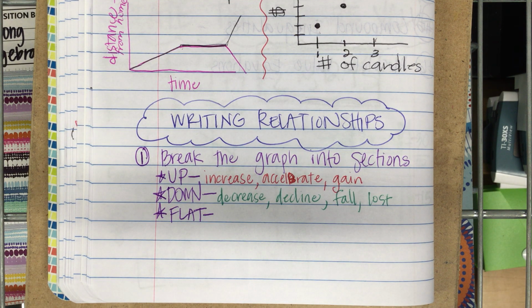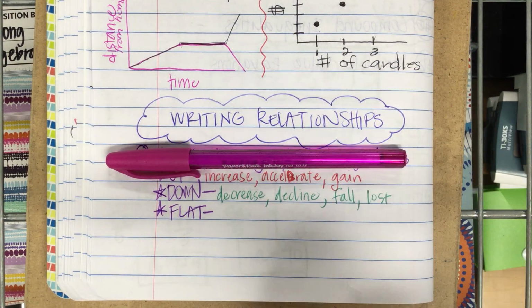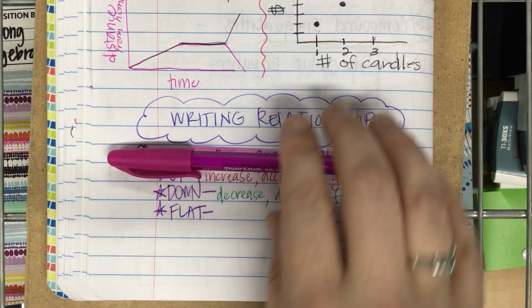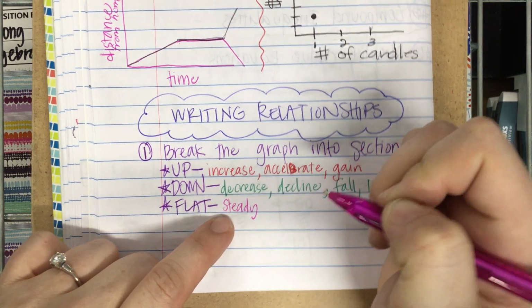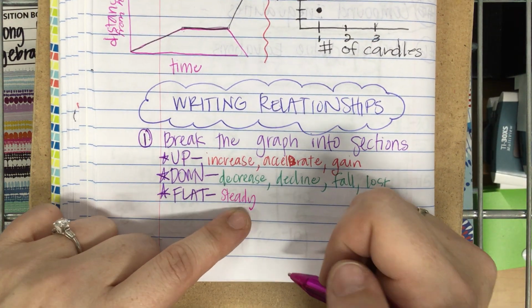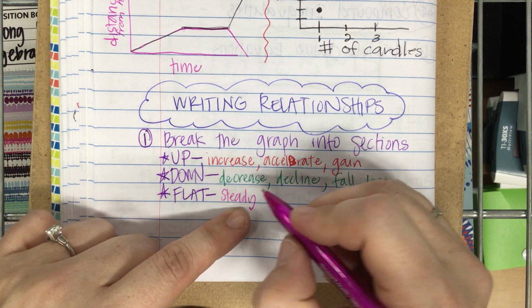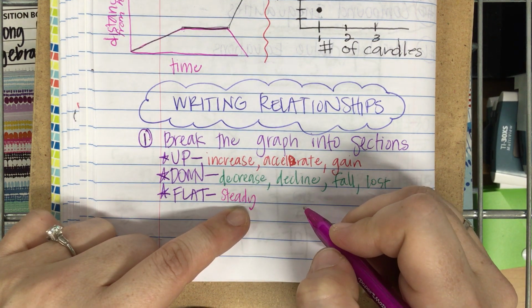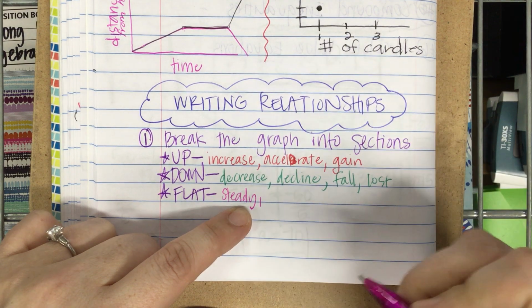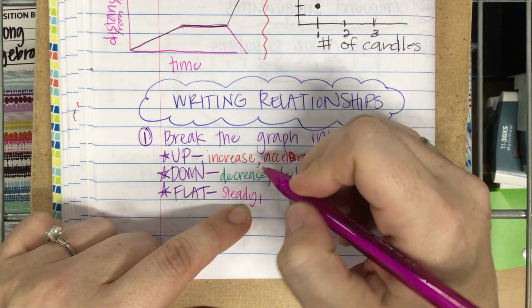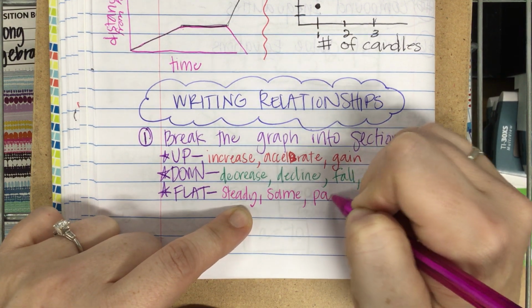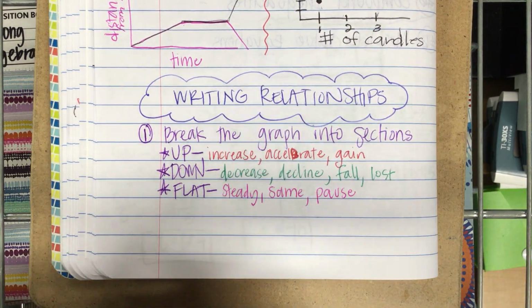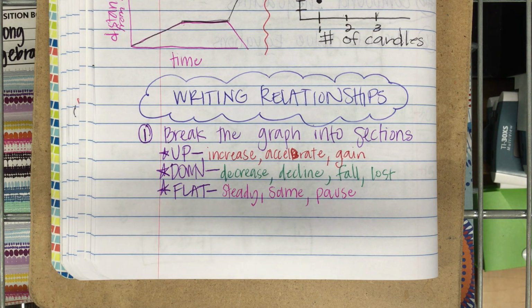What would a word for flat mean? Same. Steady. Depending on what it looks like, right? If you're measuring speed and it's steady, that would be flat. Averaged. What was the other one that I heard? Same. You could pause. You could remain. You could be holding.